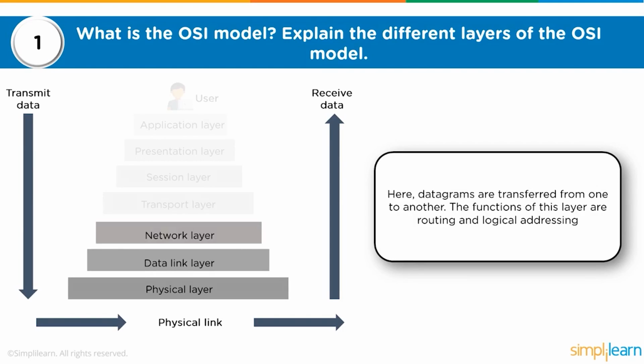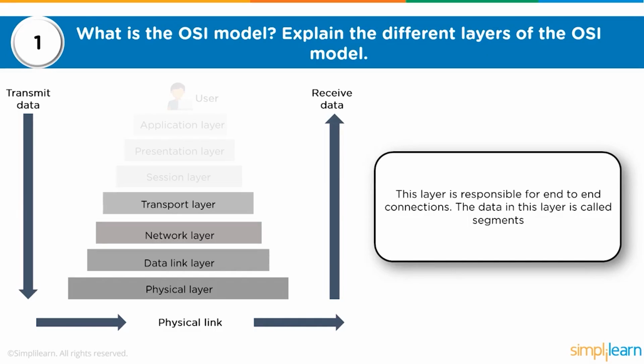The next layer is the network layer. Here datagrams are transferred from one to another. The functions of this layer are routing and logical addressing. The moment we talk about routing and logical addressing, IP addresses come into the picture. IP version 4, IP version 6. So the network layer will deal with IP addressing and the routing of those packets.